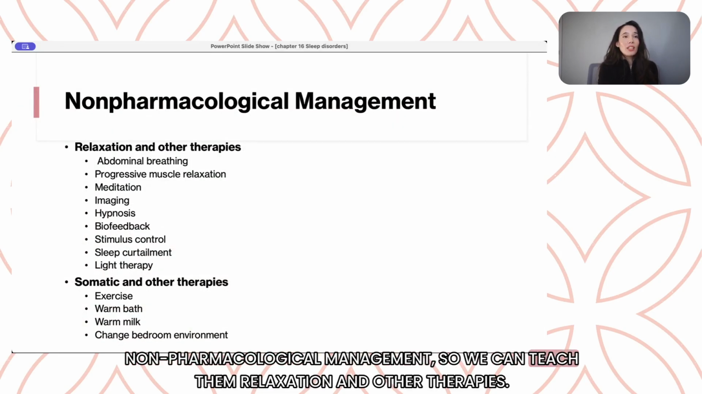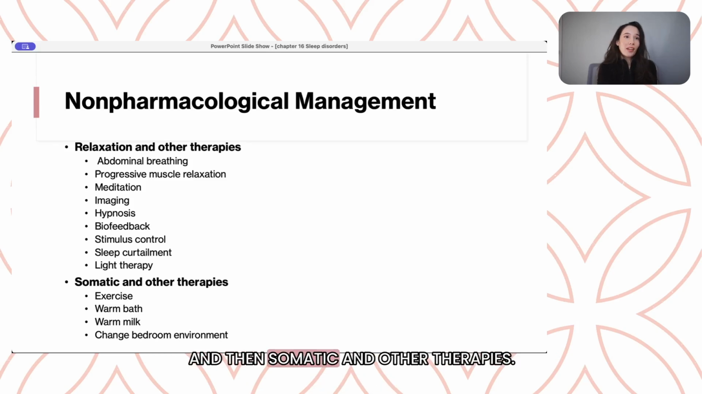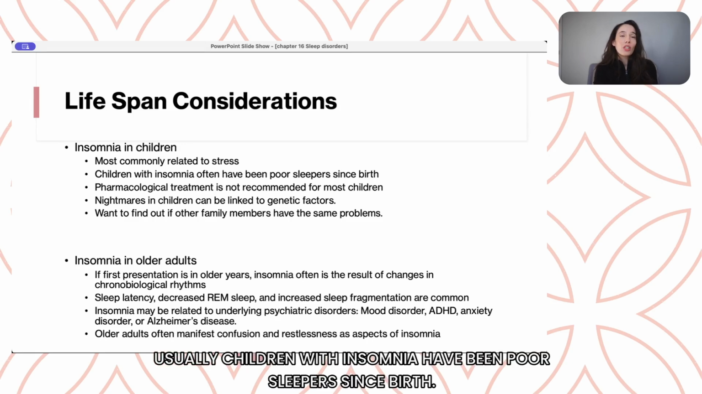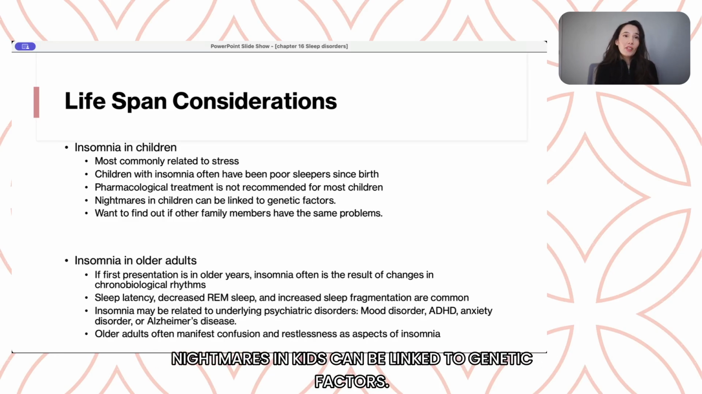Non-pharmacological management: we can teach them relaxation and other therapies. We talked a lot about this in the psychotherapy discussion, and then somatic and other therapies. Insomnia in children usually is related to stress. Usually children with insomnia have been poor sleepers since birth. We typically don't use pharmacological treatment in kids. Nightmares in kids can be linked to genetic factors.